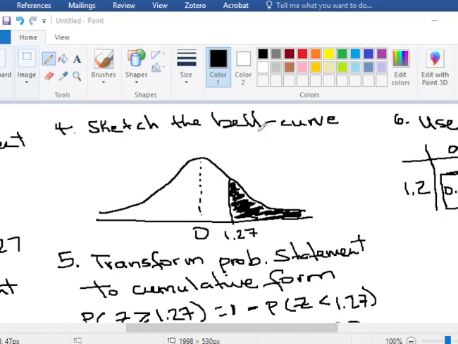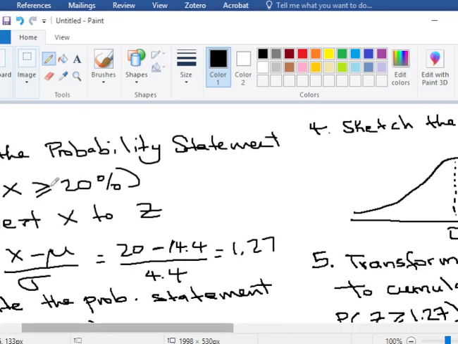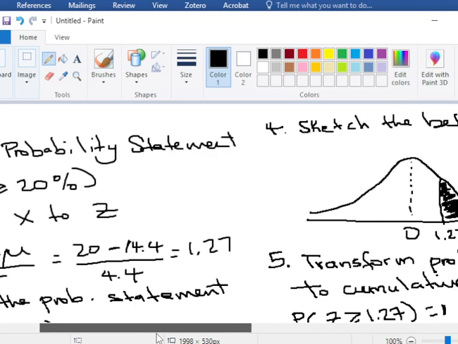In step 4, you want to sketch the bell curve. And so this is what the bell curve looks like. It's symmetric about 0. And then our 1.27 is above 0, so we want greater than that amount. Okay, so we're going to shade the area that we want. And remember, when we looked at uniform distribution, we learned that for a continuous random variable, the area under the curve is the same thing as the probability. So that's true for the normal distribution as well. We're saying greater than because that's what the initial problem had. It had greater than or equal to, and so that's why we shade to the right.